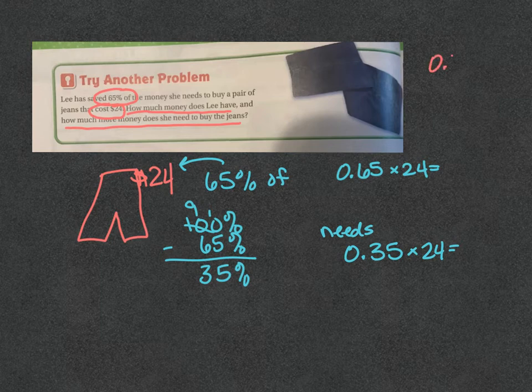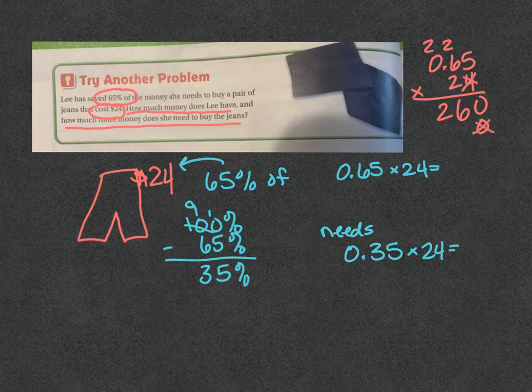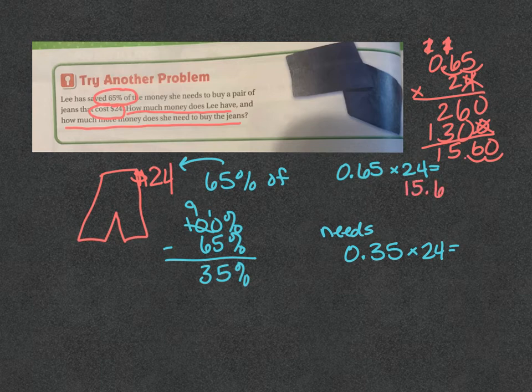Okay, so I'm doing 0.65 times $24 to find out how much she has. 4 times 5 is 20. 4 times 6 is 24, plus the carryover, 26. 4 times 0 is 0, plus the carryover is 2. Place value. 2 times 5 is 10. 6 times 2 is 12, plus 1 is 13. 2 times 0 is 0, plus 1 is 1. Add those up. She has $15.60.